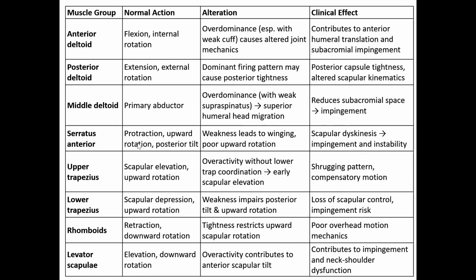Serratus anterior, its main function is the protraction, upward rotation, and posterior tilting of the scapula. And when it is weak, it will lead to winging. That is the classical winging, type 2 winging, and there will be poor upward rotation, because इसका मेन एक्शन क्या है, दैट इज अपवर्ड रोटेशन. अगर ये सेरेटस एंटीरियर वीक हो जाता है, सो अपवर्ड रोटेशन विच इज रिक्वायर्ड इन द नॉर्मल एलिवेशन ये नहीं होगी, तो obviously that will lead to scapular dyskinesis, and that scapular dyskinesis will lead to the impingement as well as to the shoulder instability.